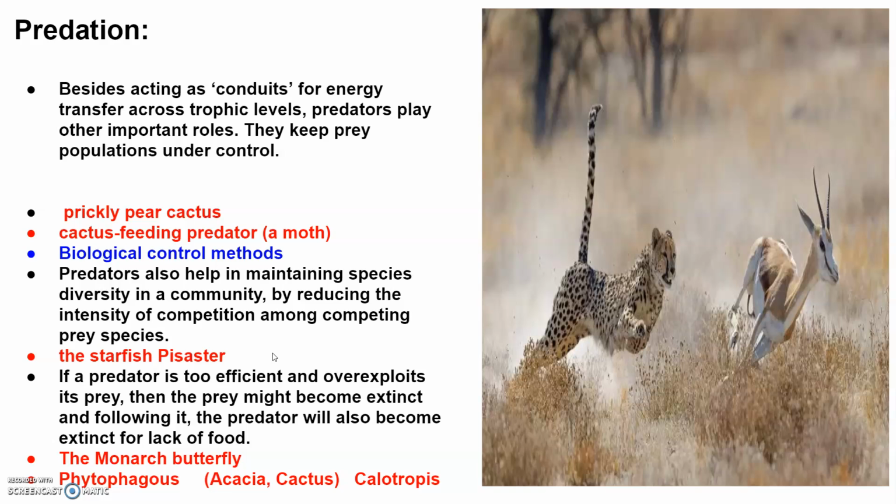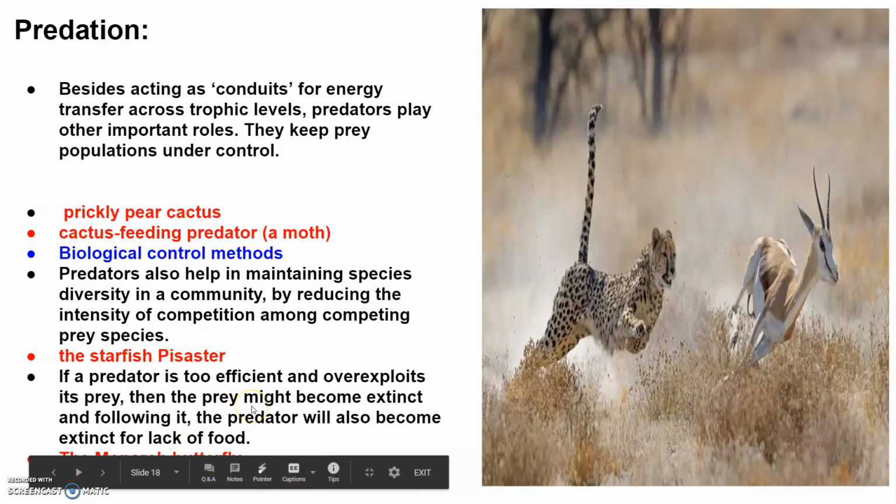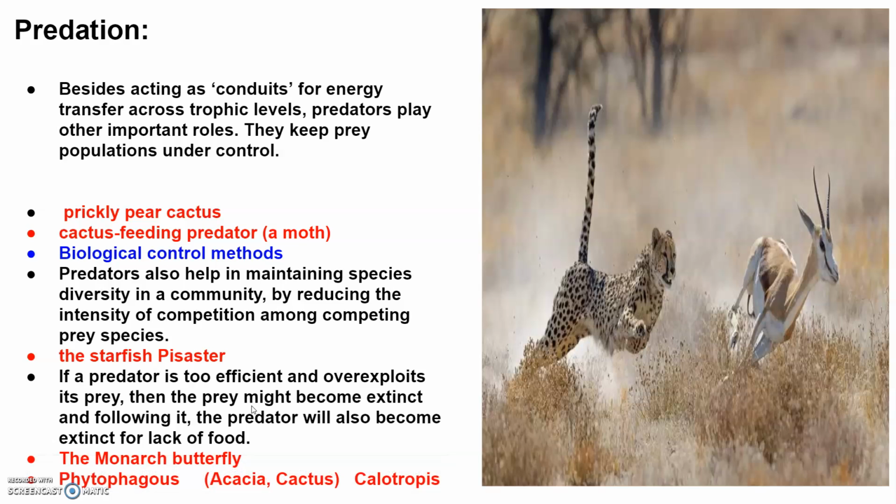Now, if a predator is too efficient and overexploits its prey, then the prey might become extinct, and following it, the predator will also become extinct for the lack of food. This is the reason why predators in nature are prudent. Prey species have evolved various defenses to lessen the impact of predation.